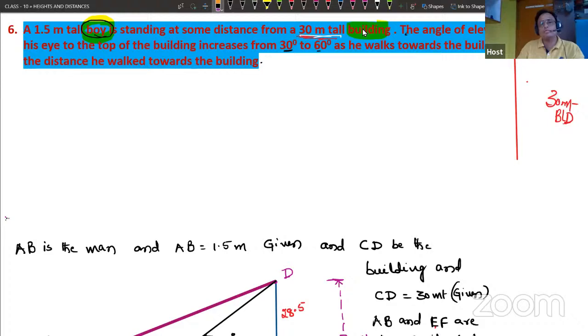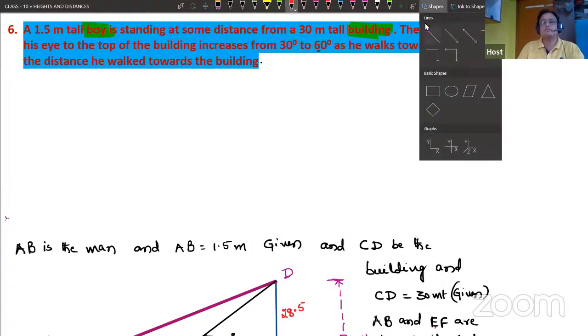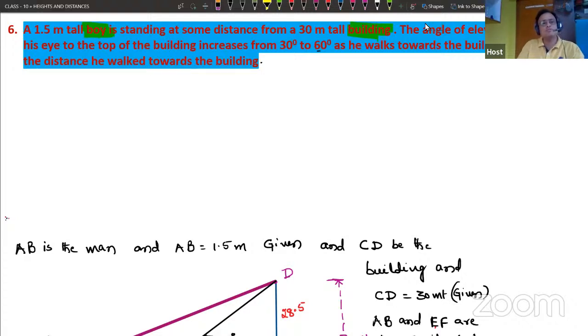So here, look at this diagram. What we have to find out? First, read the question carefully. First, what we understand is, somewhere this is the boy and building. As per our guessing, first we draw this building and the boy. Already I've drawn the diagram for you systematically.